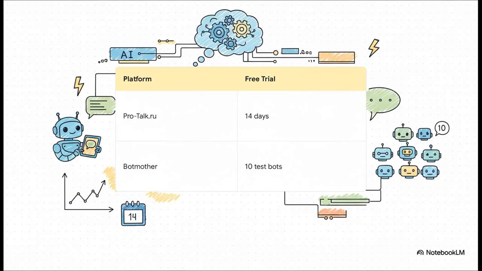And if you're thinking, hey, I'd love to try this out, there are platforms that let you experiment without committing. For instance, ProTalk gives you a 14-day free trial, and another one, called BotMother, lets you build up to 10 test bots completely for free. It's a great way to dip your toes in the water and see how powerful these AI brains can be.